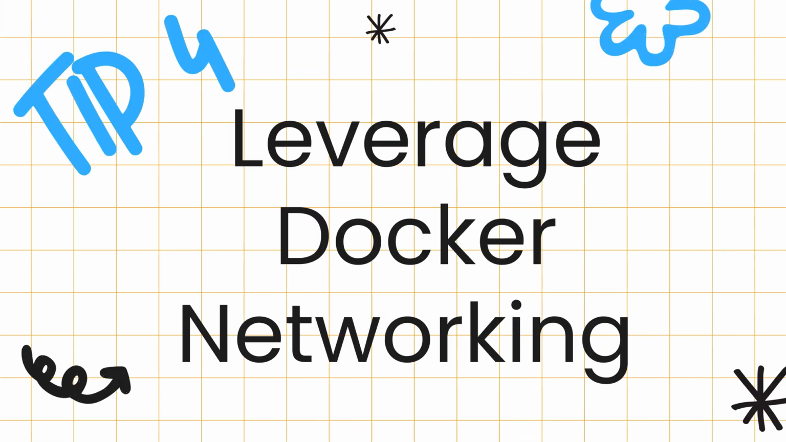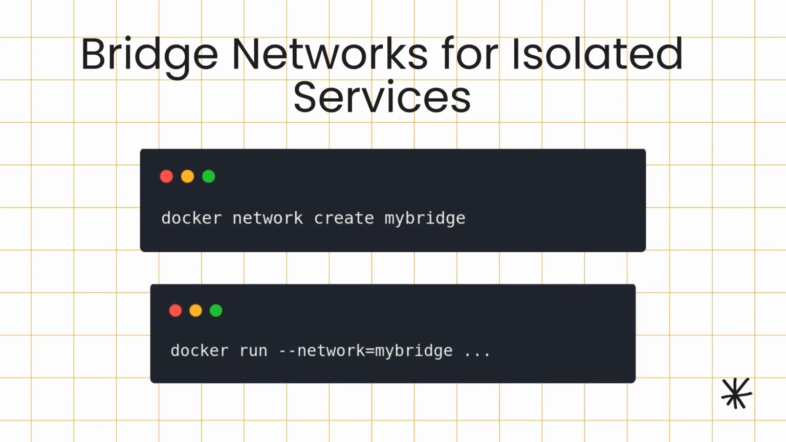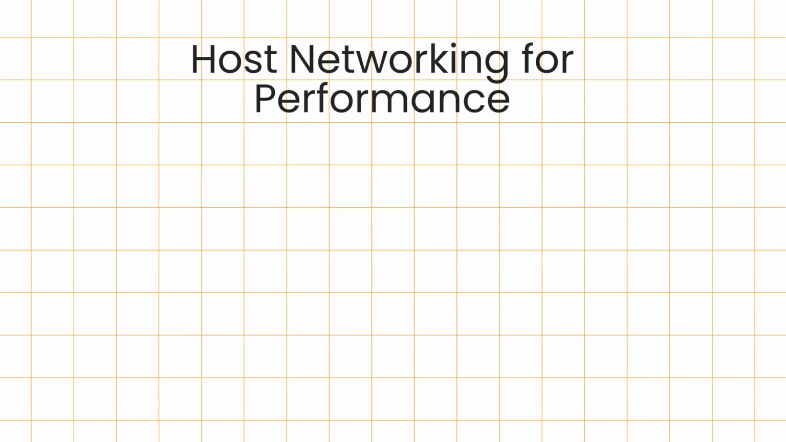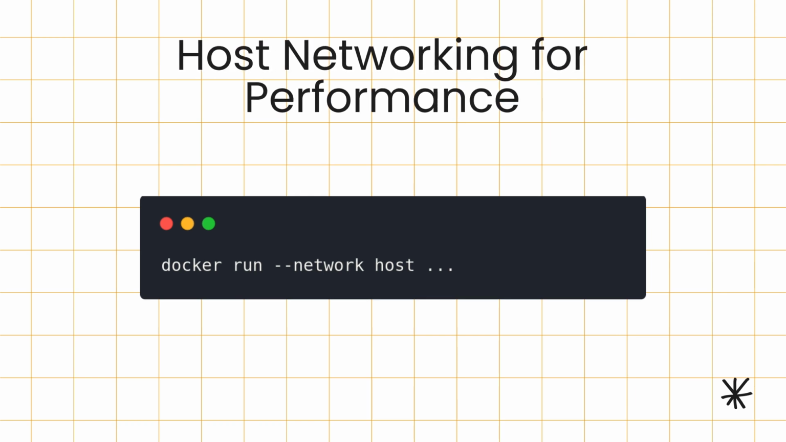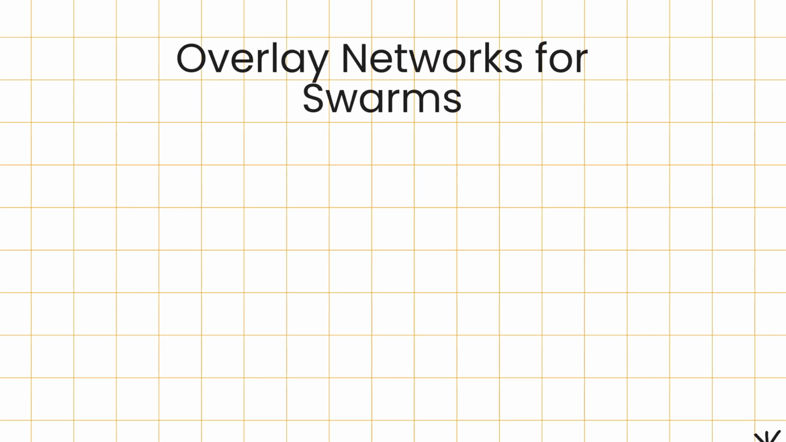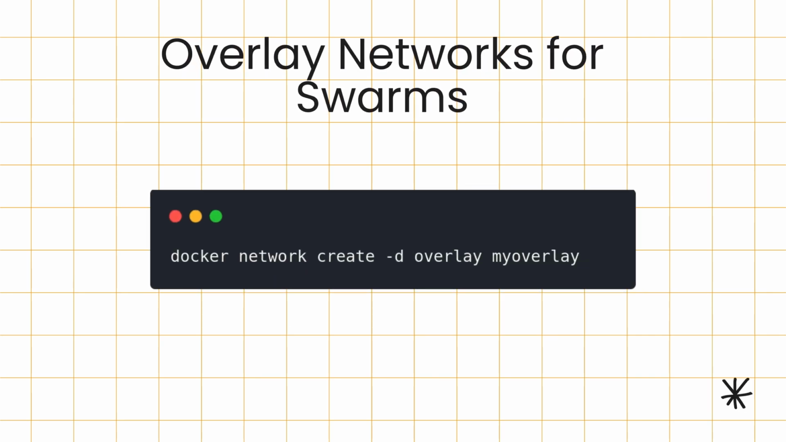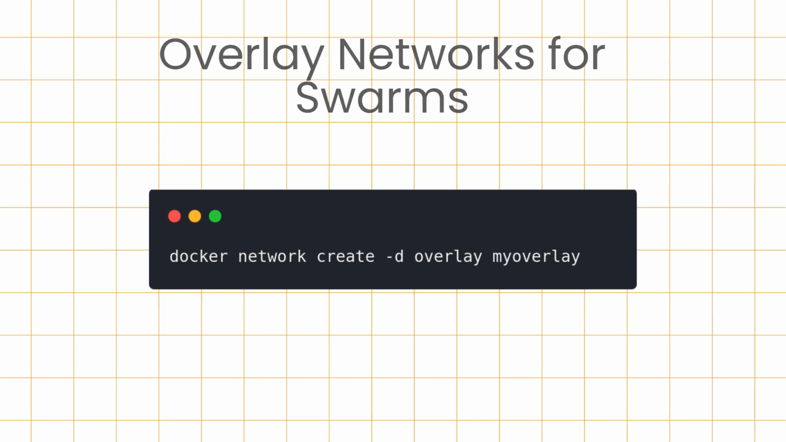Networking in Docker might seem complex, but it's incredibly powerful once you know the secrets. Let's simplify it. Use bridge networks for isolated services. And with this command, you can link containers to this network. For better performance, use host networking. This skips the virtualization layer and uses the host's network directly. Finally, for multi-host communication in Docker Swarm, create overlay networks. Overlay networks are perfect for connecting containers across multiple hosts in a Swarm cluster.